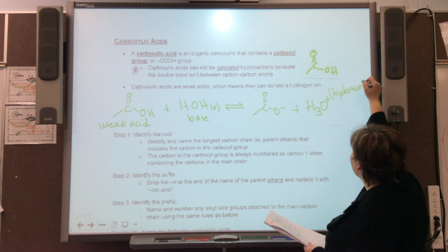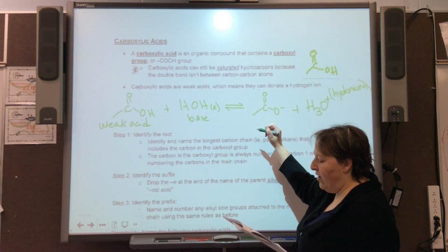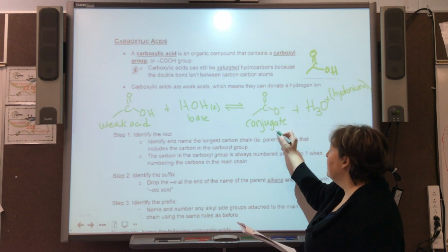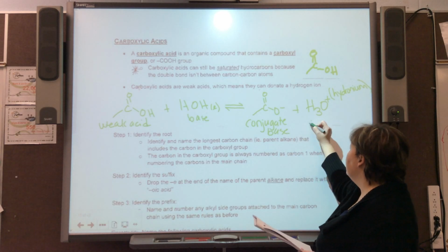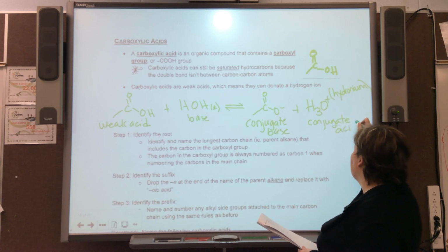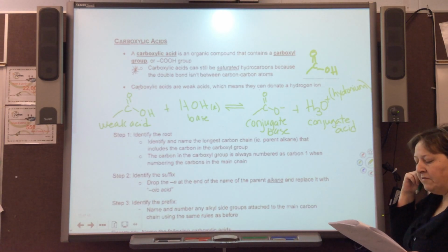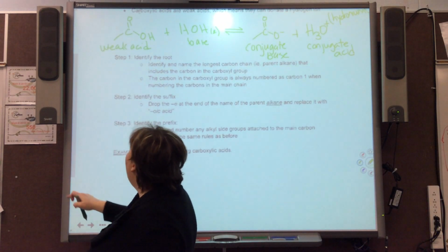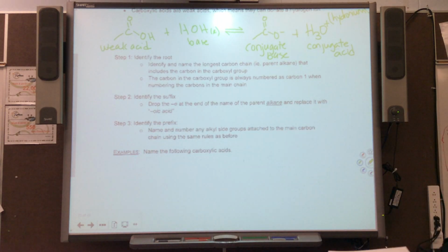Hydronium ion. Okay? So this becomes our, and we're going to get to this in about 3 units, what we call our conjugate base, and this is our conjugate acid. Okay, that's introducing new terminology for you. So these become a little bit more complicated. So you have to identify and name the longest carbon chain that includes the carboxyl group. So this COOH has to be a part of the longest carbon chain.